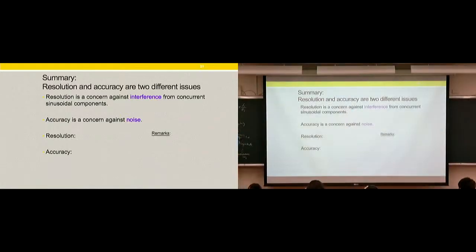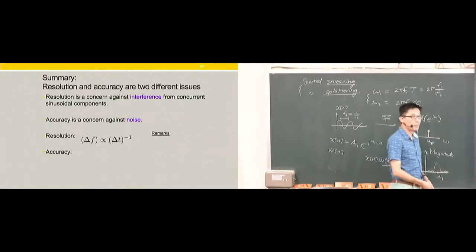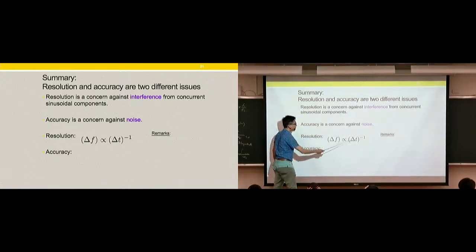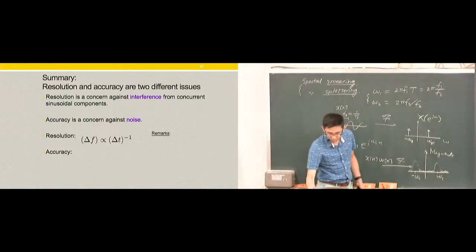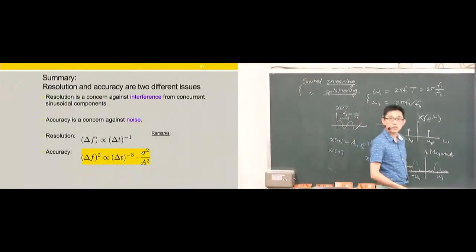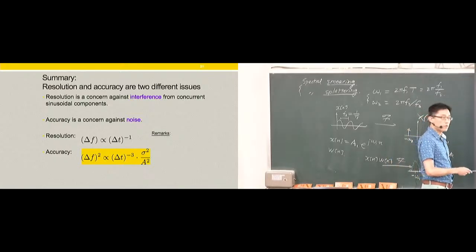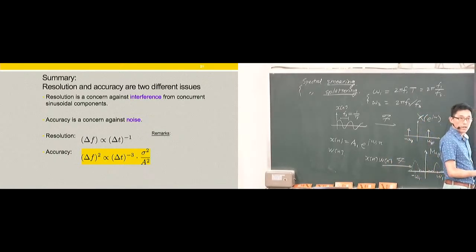And for resolution, we mentioned that to separate two tones, you need at least an amount of time that is inversely proportional to the separation. That's the relation for resolution. For choosing a sufficiently long window, use this. But accuracy, it turns out, has a different relation. Let me just mention this without proving.